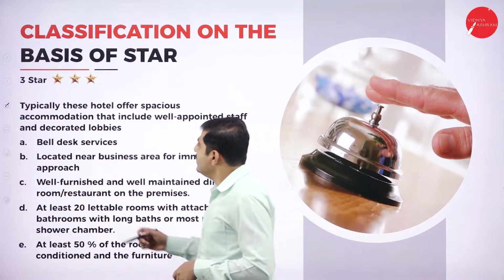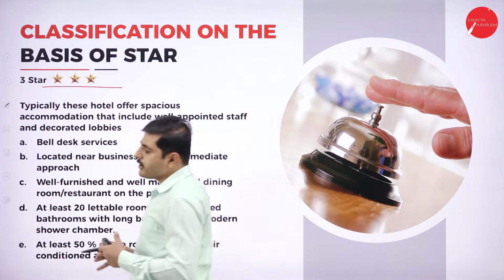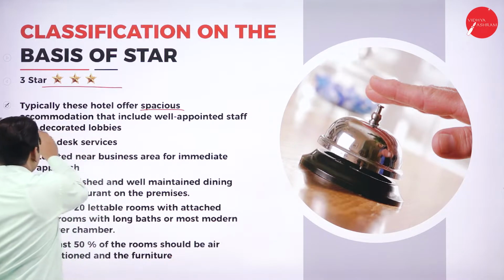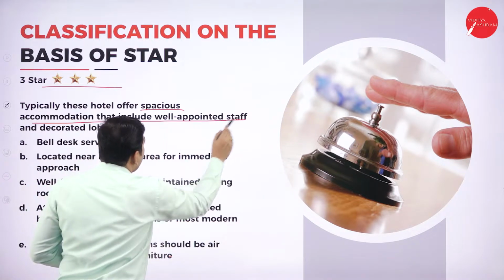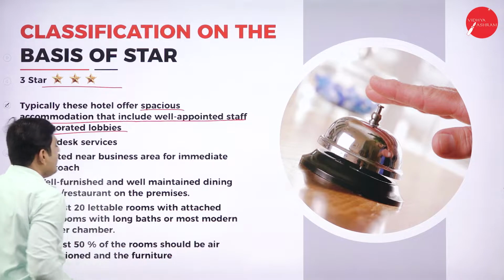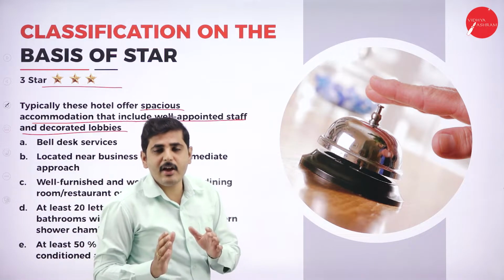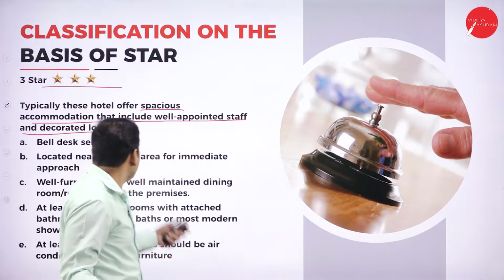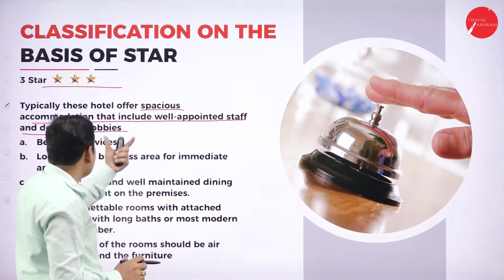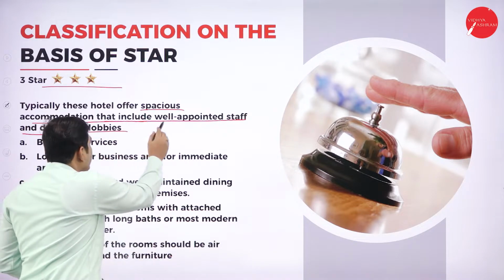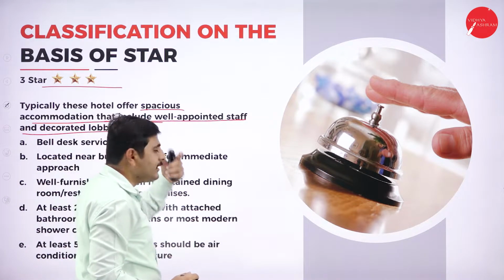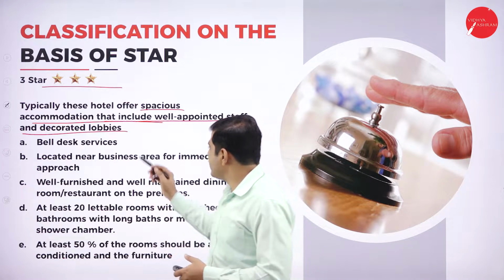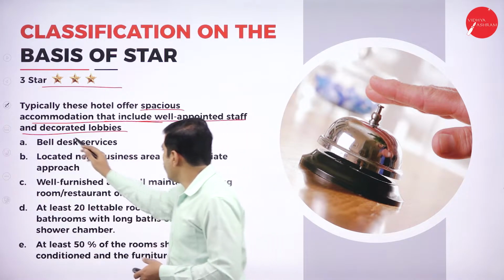Next one, coming to the 3-star hotels. What do we mean by 3-star hotels? See, typically these hotels offer spacious accommodations that include well-appointed staff and decorated lobbies. In terms of quality, they have improved compared to the 2-star hotels. They will have a good hotel building and also a garden, and be more accommodating, including good staff, well-trained staff, experienced staff, and decorated lobbies.